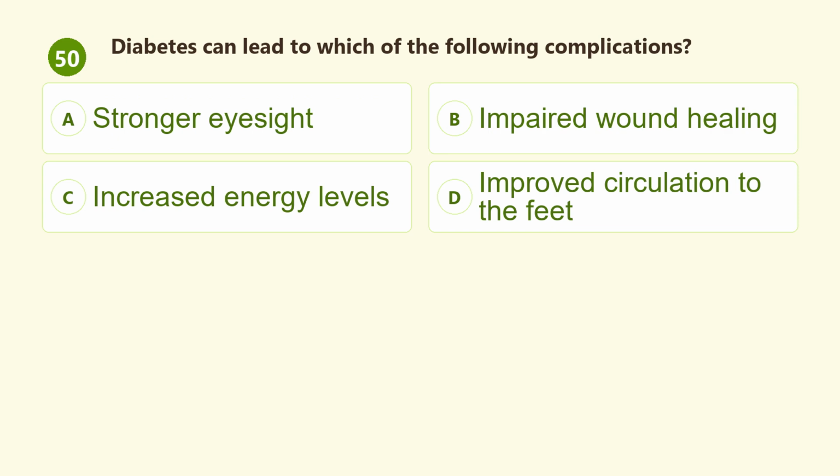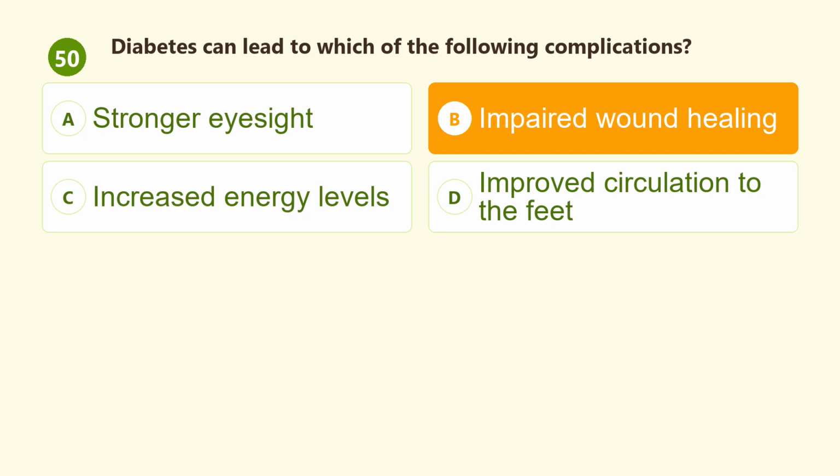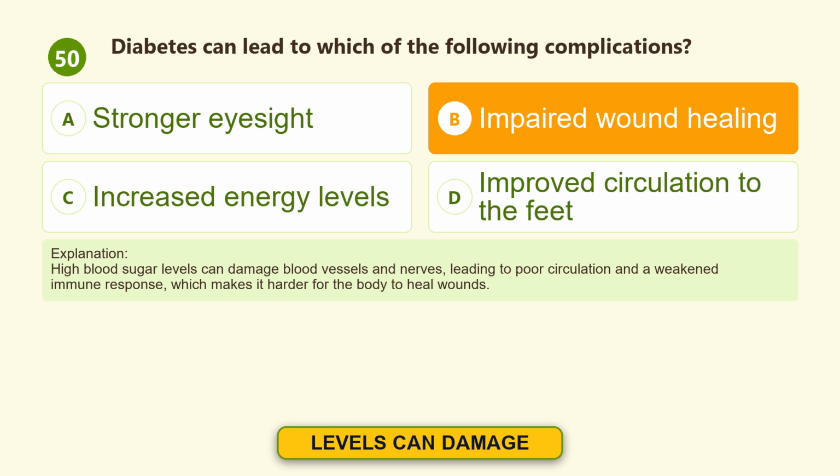Question 50. Diabetes can lead to which of the following complications? Option A, stronger eyesight. Option B, impaired wound healing. Option C, increased energy levels. Option D, improved circulation to the feet. The correct answer is option B, impaired wound healing. High blood sugar levels can damage blood vessels and nerves, leading to poor circulation and a weakened immune response, which makes it harder for the body to heal wounds.